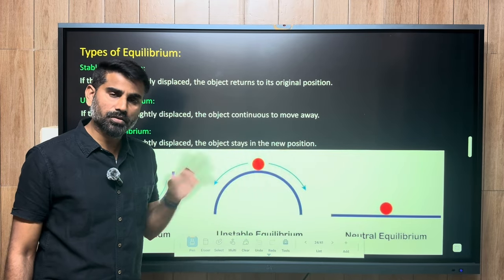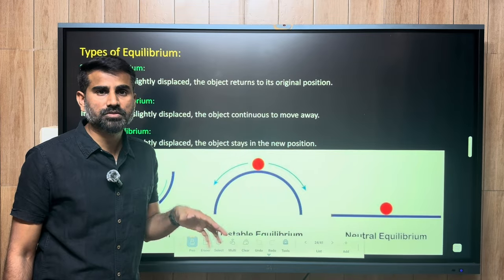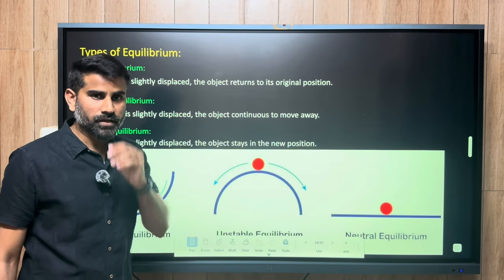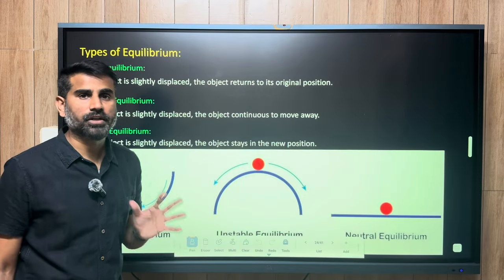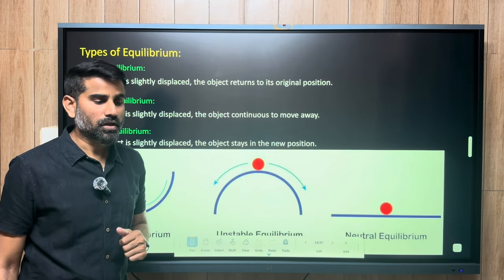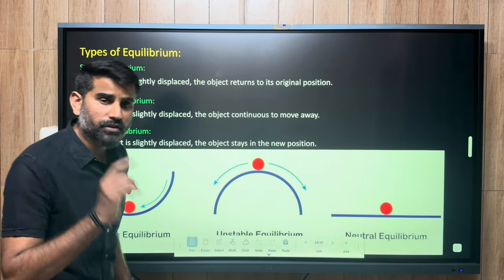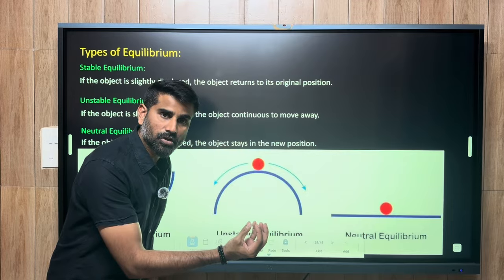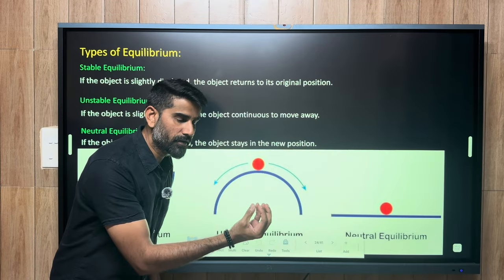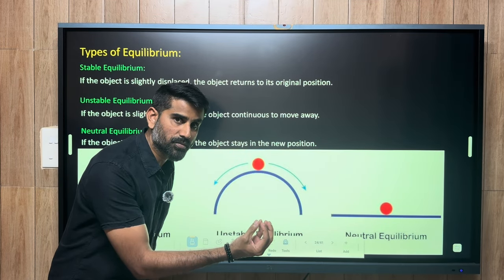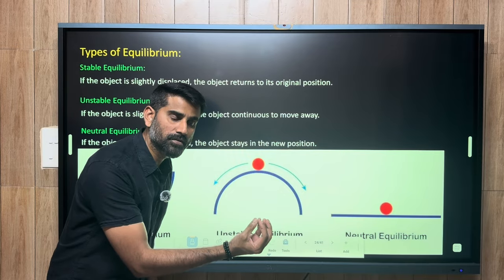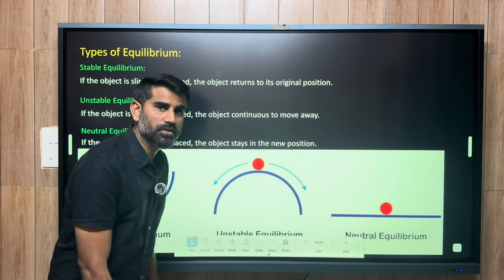So as the object is in equilibrium, the net force on the object must be equal to 0. Right? Okay, that we have understood. Now the point is, if I take that object and slightly displace it from the equilibrium position, then leave it free, what happens?